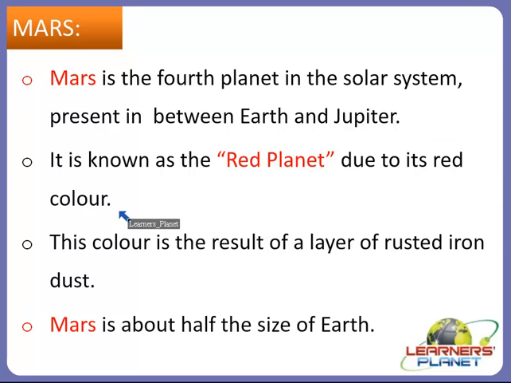And why does this red color appear on this planet? Because this color is the result of a layer of rusted iron dust which is present on the planet, which makes the planet red in color, and that is why it is known as the red planet. So always remember that it is all because of the rusted iron dust that it is red in color. Mars is about half the size of the Earth, so you can just imagine how small it is.